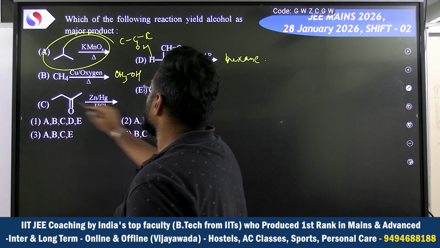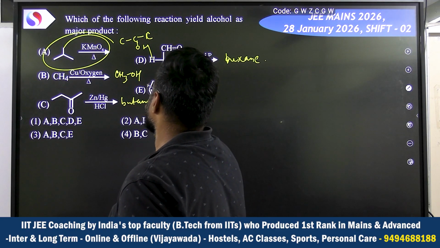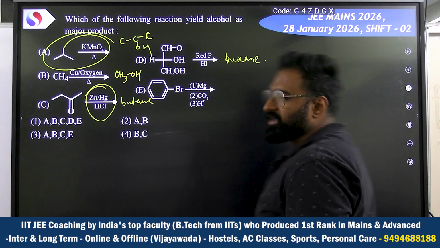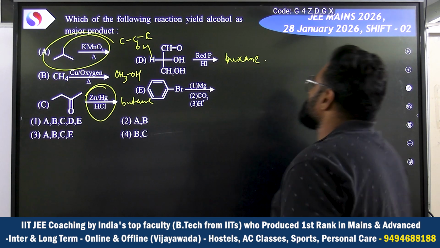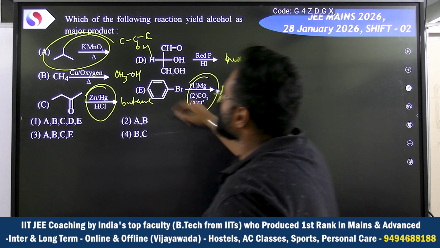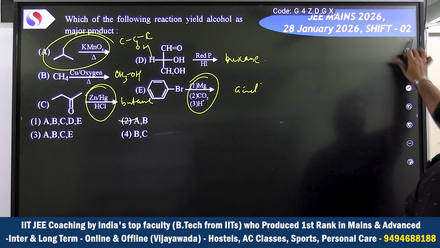C will give 1 2 3 4 butane. Zinc amalgam with HCl, Wolff-Kishner, remember, the Clemmensen reduction one. And this Grignard reagent will give acid. So the correct answer will be A and B, option number 2. Simple question.